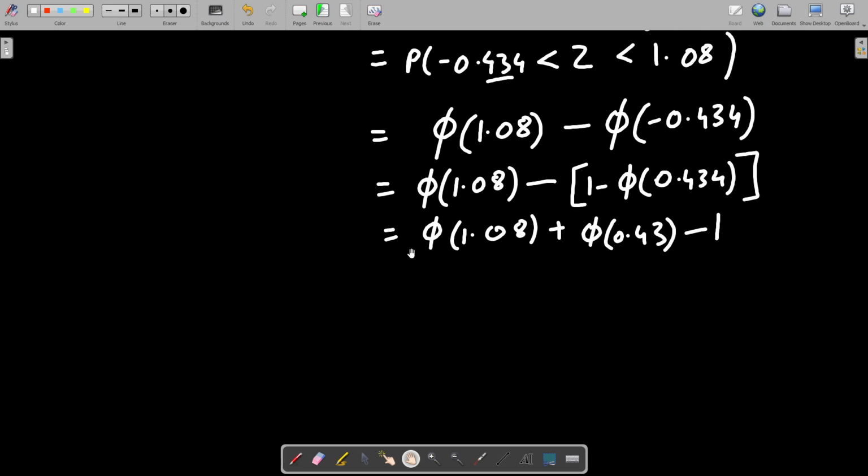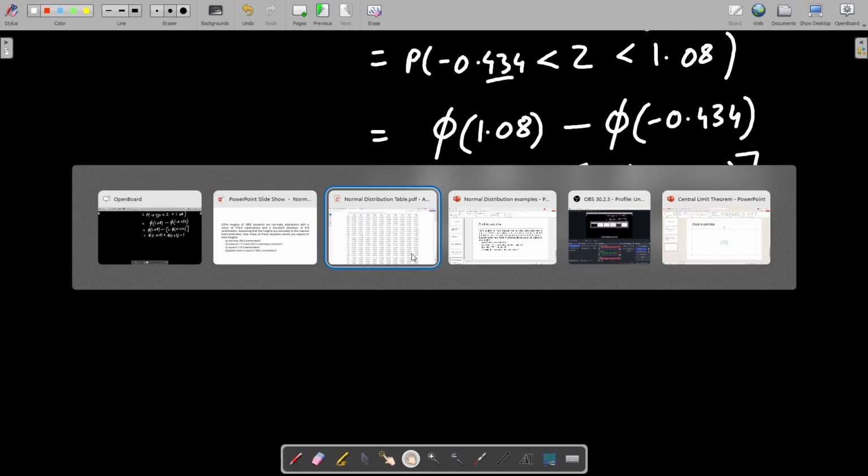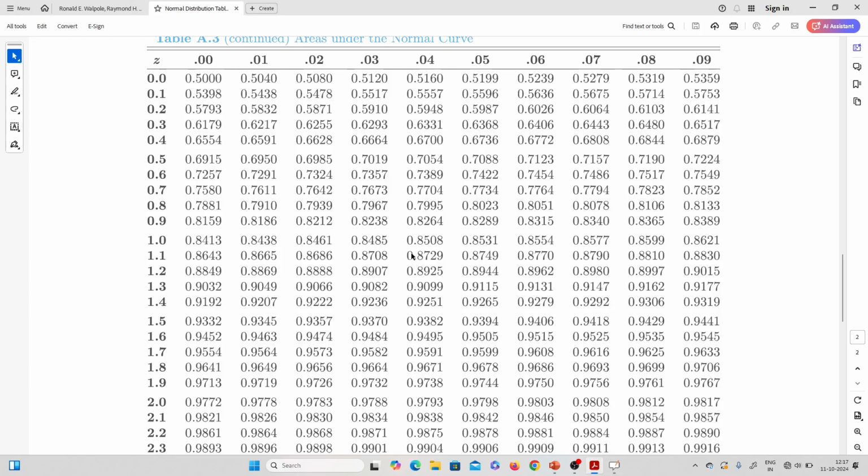Done. We'll go to the table. 1.08 and 0.43 we want. 1.0 is this column, this row, and 8 will be this entry. So 1.08 is 0.8599.